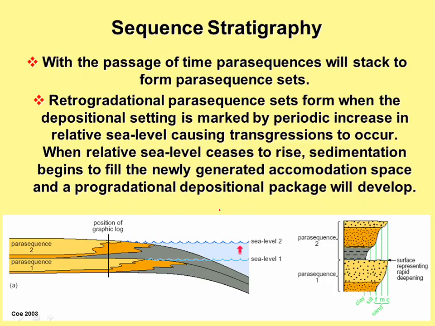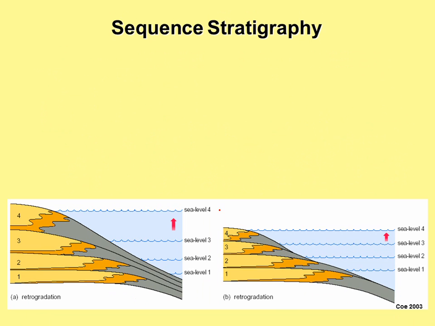Retrogradational parasequence sets will form when you have the fairly rapid rise of sea level that overwhelms the sediment supply, and then you backfill it with progradational packages when sea level stabilizes, or the rate of sedimentation is changed, increased for some reason. Because this is always a balancing act between sediment supply and accommodation space development.